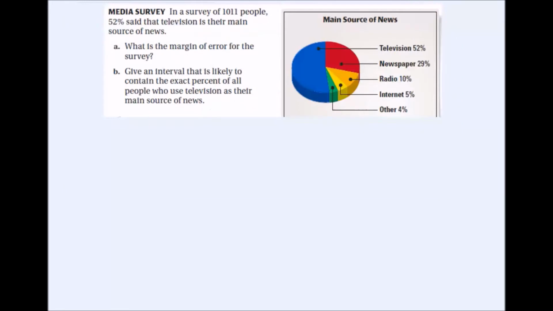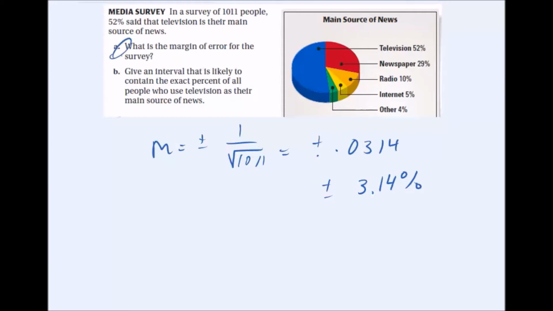It says, in a survey of 1,011 people, 52% said that television is their main source of news. What's the margin of error for the survey? So we'll set up the equation. Margin of error is equal to plus or minus 1 divided by the square root of n. That's the number of people in the sample. Here it's 1,011, and we calculate that, which gives us plus or minus 0.0314, which is plus or minus 3.14%. That's the answer for part A, the margin of error for the survey.